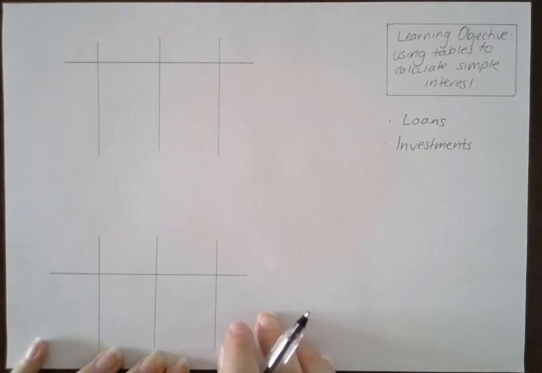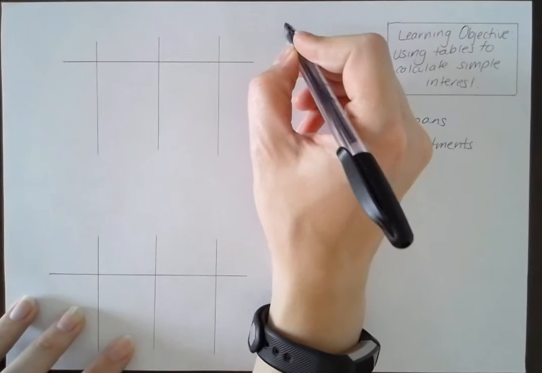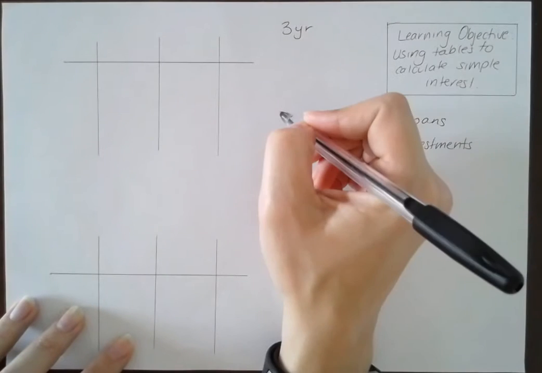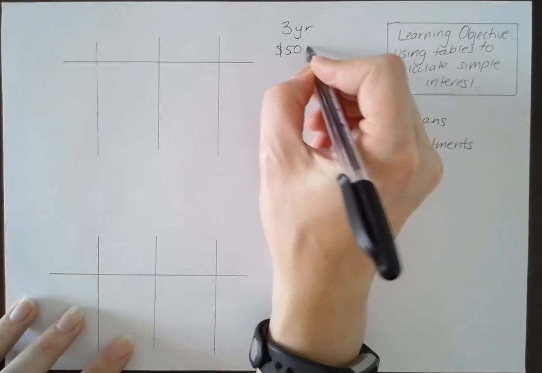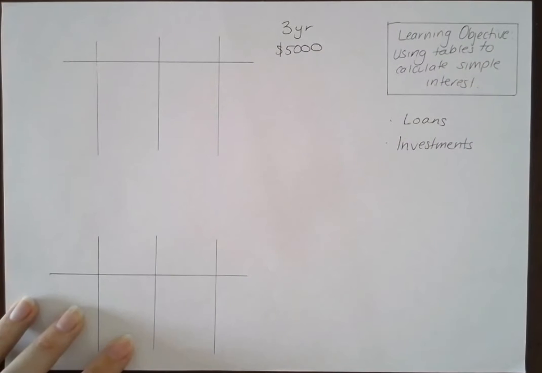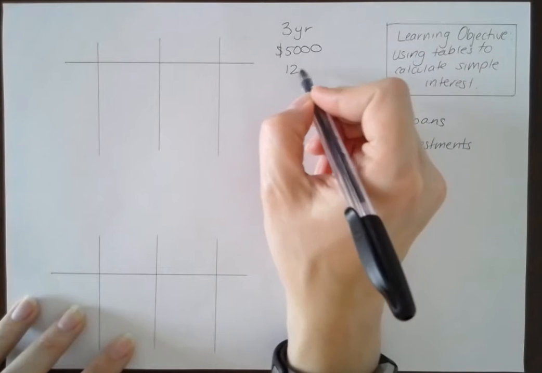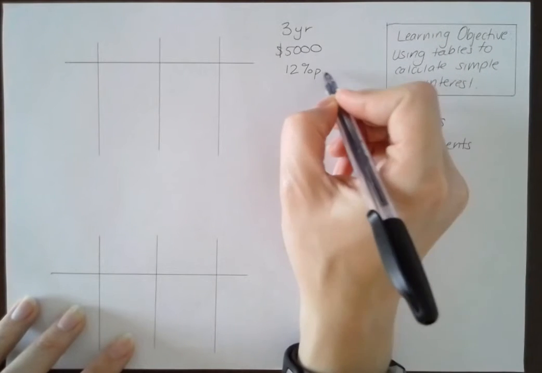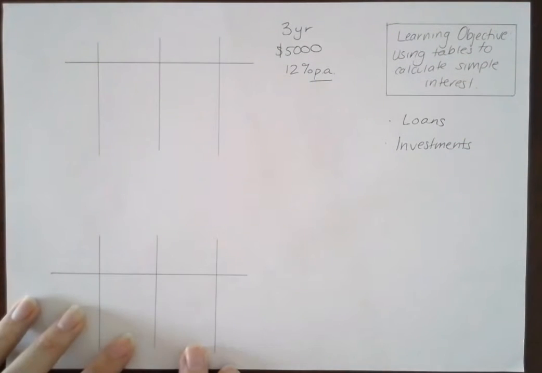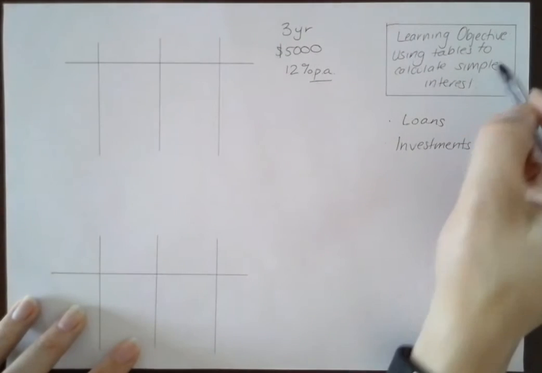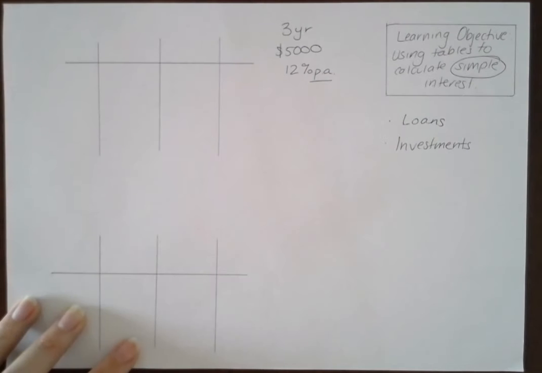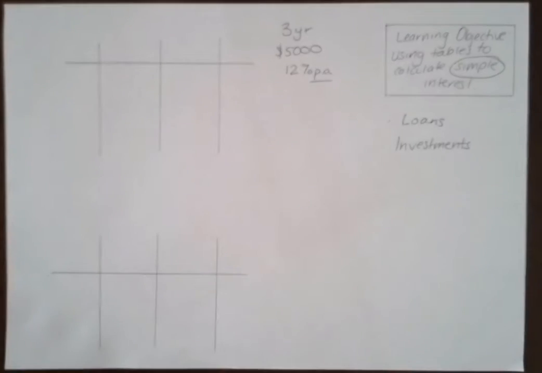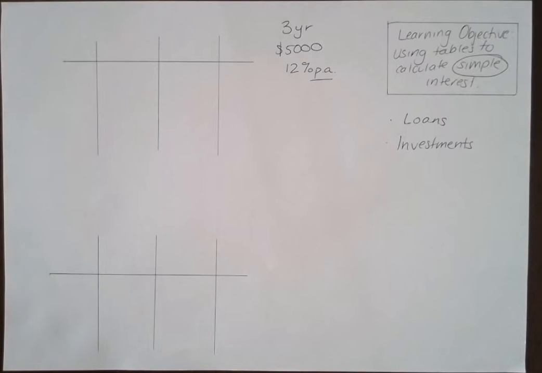All right, so my very first example, what we're going to do is have a 3-year loan. You've taken out $5,000 to buy a car, and they're not very nice. They're actually going to charge you 12% per annum, which means per year, interest. And we're only looking at simple interest this time. There's compound and simple interest, but this is the one we are looking at today.